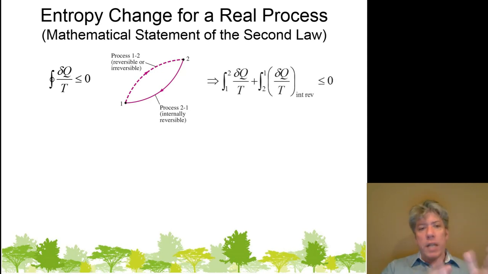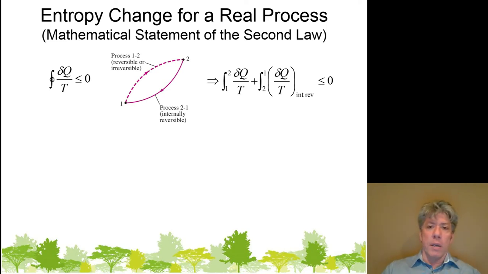But what if we were to break up this integral into two parts? The forward integral from state 1 to state 2 for the real portion, the real process, and then from state 2 back to state 1. So that's the second part of the integral there for the internally reversible process. Now, all we've done is taken the cyclic integral and said, well, it's a cycle that's made up of two processes. We're just going to break them up into the two processes, just like you can in calculus. You can break up an integral into two parts, right, and evaluate them separately.